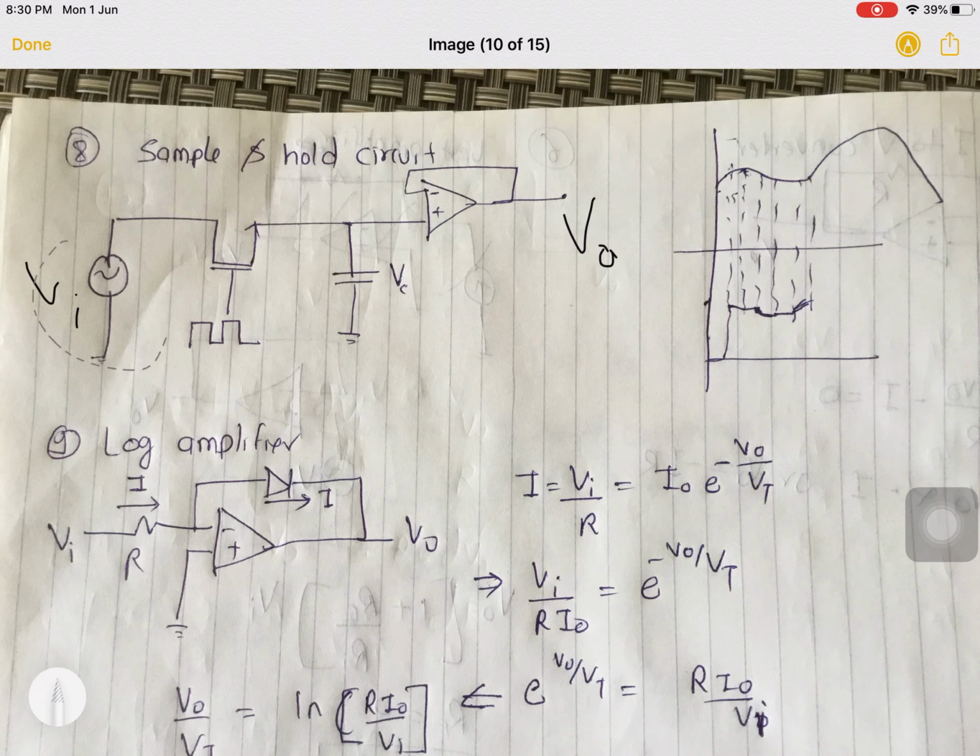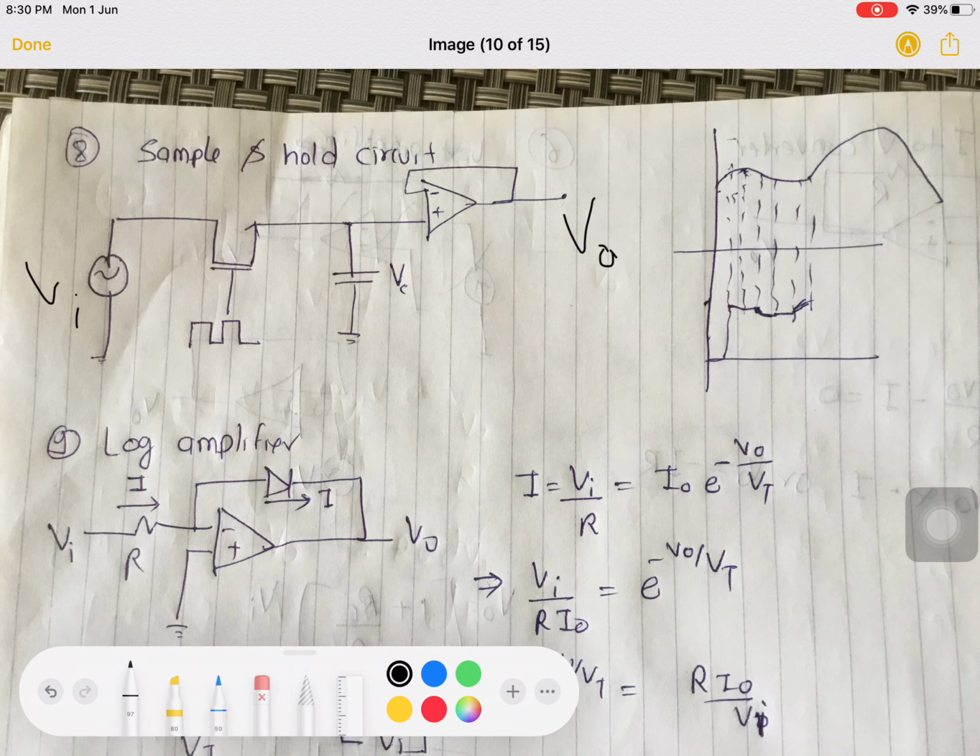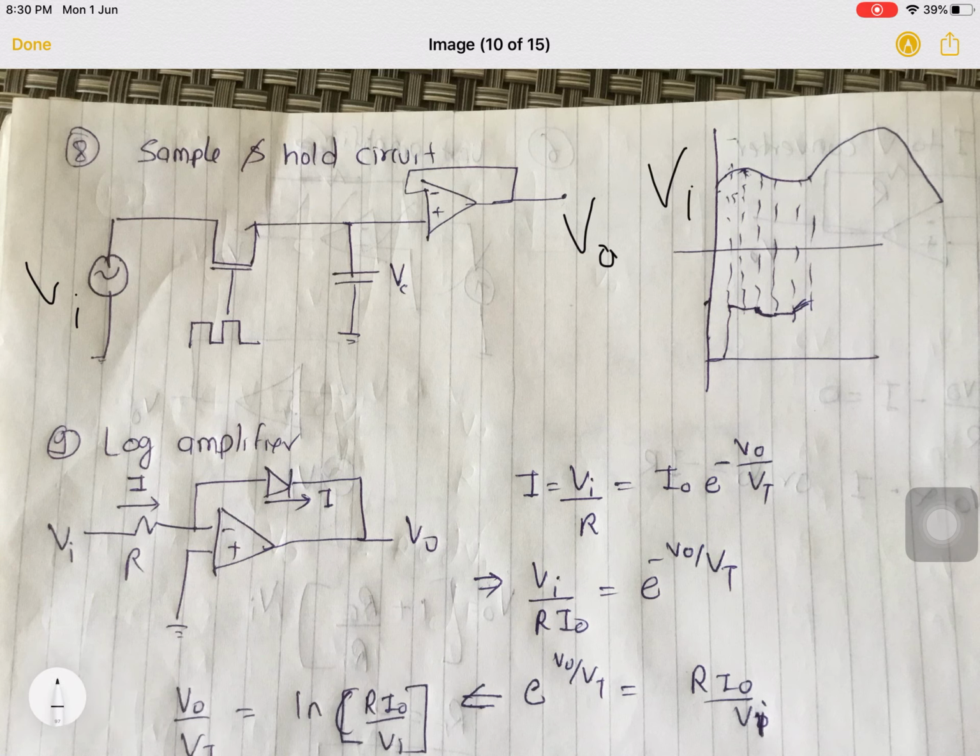When I am connecting Vi, let me show the graph. This is my Vi and this is V0. So what will happen? The Vi is varying like that. We can see it is a mixture of sinusoidal signals. As soon as we apply the level pulses, the MOSFET will be shorted and the capacitor will be charging by this path.